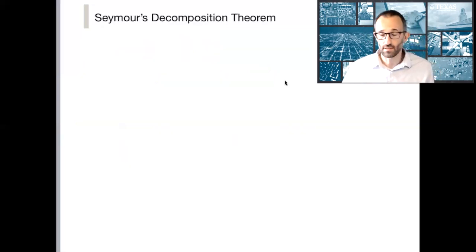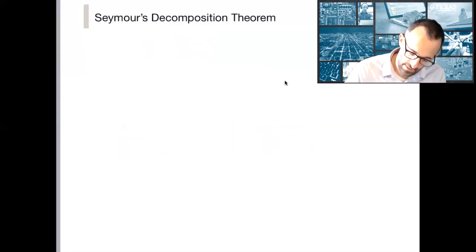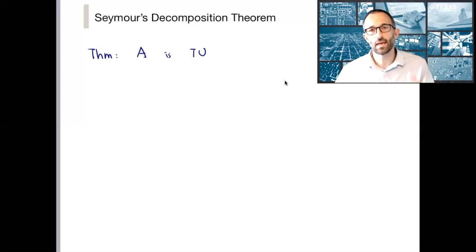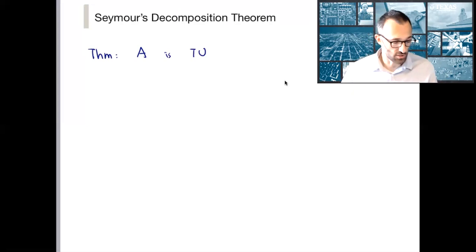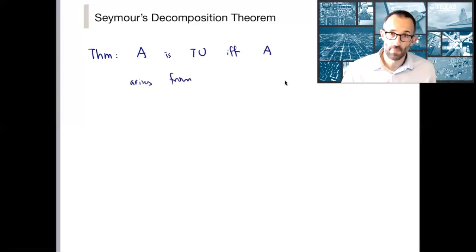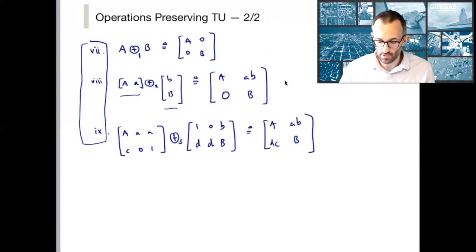That gives us Seymour's decomposition theorem, which says the following. A matrix A is totally unimodular if and only if it can be built up from those 9 operations. And specifically, if and only if A arises from the basic operations, so let me flip back here.